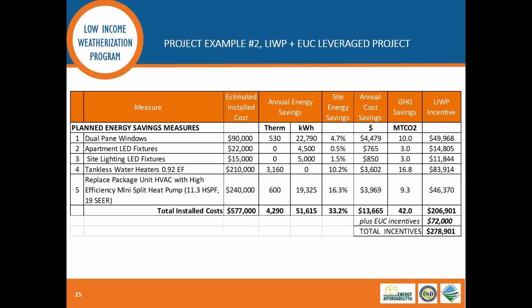You'll notice the cost is pretty significant. However, it also contributes a fairly significant portion of the total kWh energy savings. And in this example, the LIWIP incentive is roughly $200,000, or as you can see, 206 or 207 if you round up. And UC is contributing roughly $70,000 to the mix.